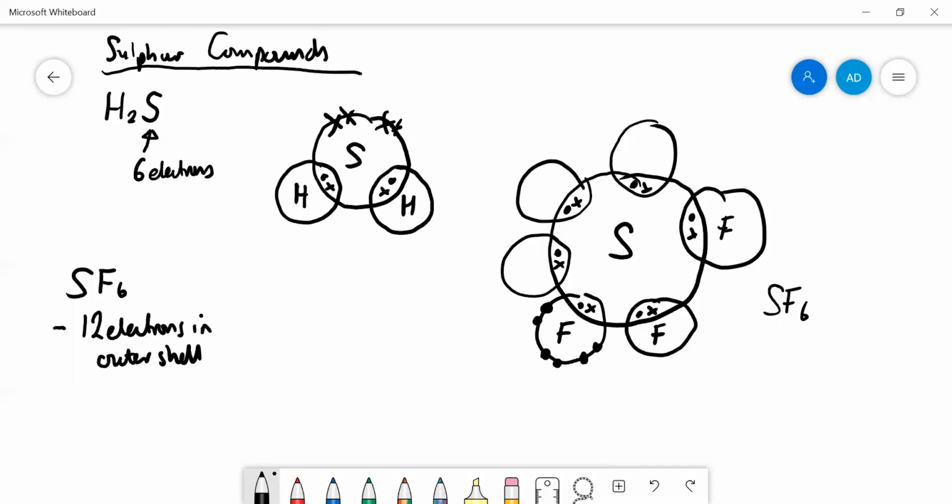Right, so that's SF6. The important thing about the electrons is there are 6 sulfur electrons, each one is paired up to form a covalent bond, so you end up with 12 electrons in the outer shell. That's quite an obscure compound, but let's think about some of the other things that are much more common. Let's think about sulfuric acid, H2SO4.